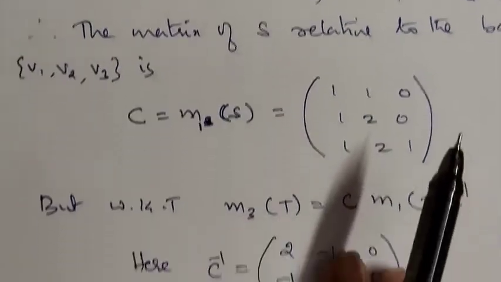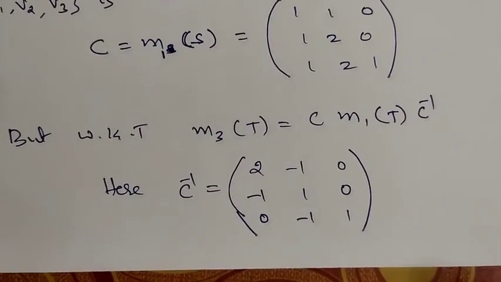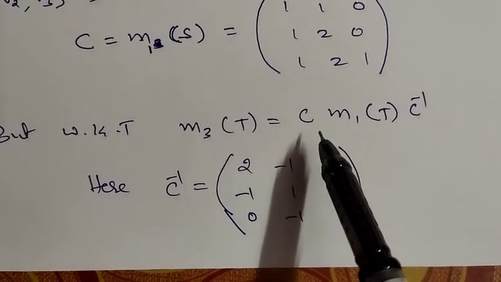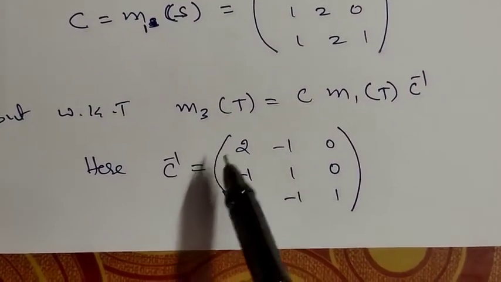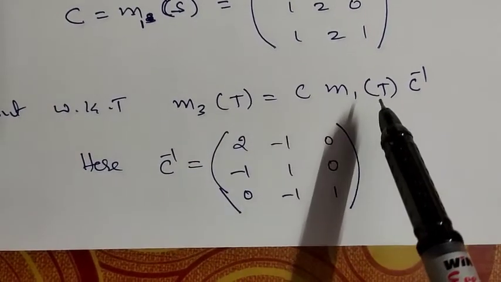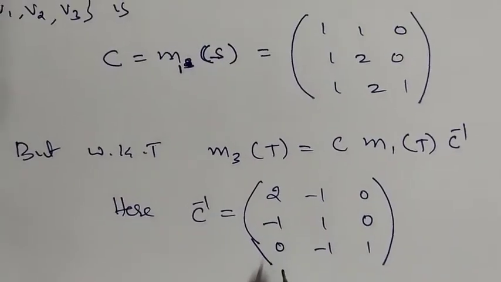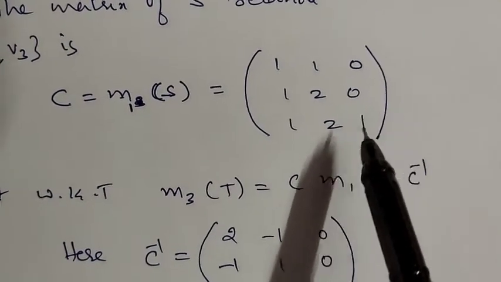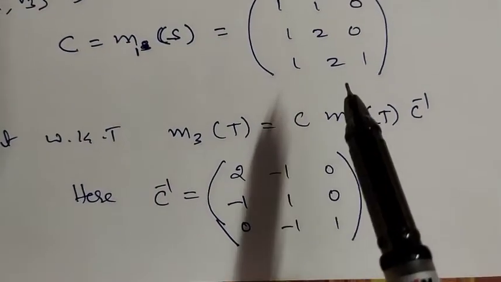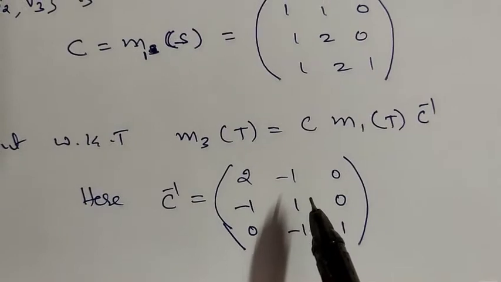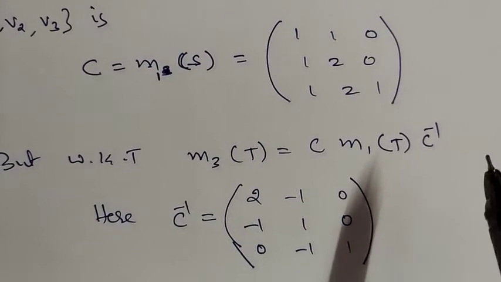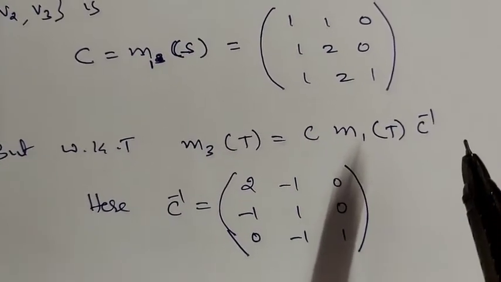Once we obtain C, then we need to find C inverse, because we need C inverse to get M3 of T. We know that M1 of T and M3 of T are related by M3 of T is equal to C into M1 of T into C inverse. So, here C means 1, 1, 0, 1, 2, 0, 1, 2, 1. C inverse you can find by simple calculation. This is the difficult part of the problem. In the first stage, finding the expression for T is a lengthy procedure.